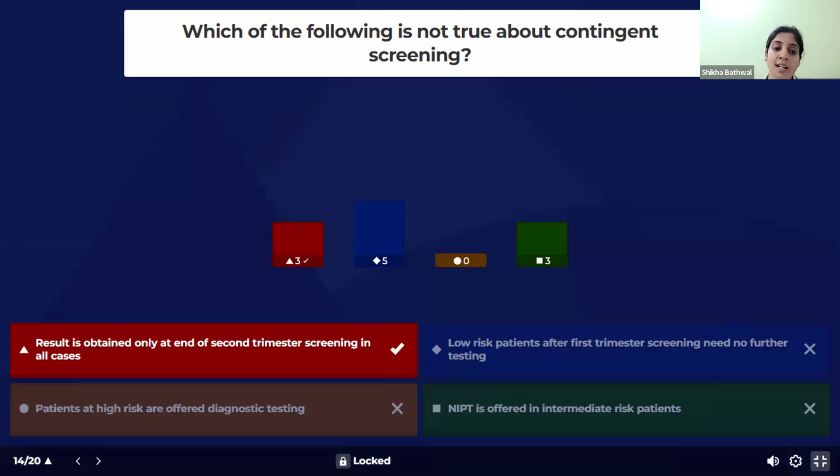Correct. So the result is at the end of first trimester screening itself. We'll get to know if it is low risk, they will not be undergoing any further testing, and high risk will undergo invasive testing directly. Intermediate will be offered cell-free DNA or NIPT. So the first option is wrong because we don't wait till the end of second trimester screening in all cases. So only 3 people have got it correct.